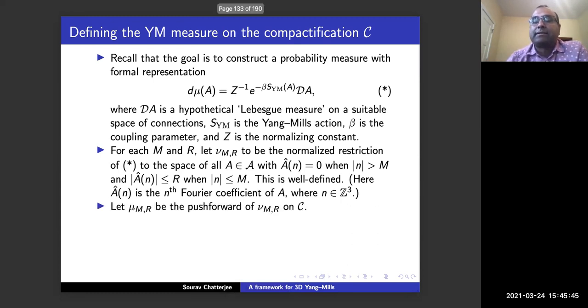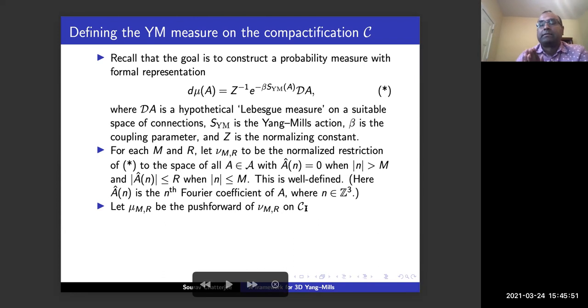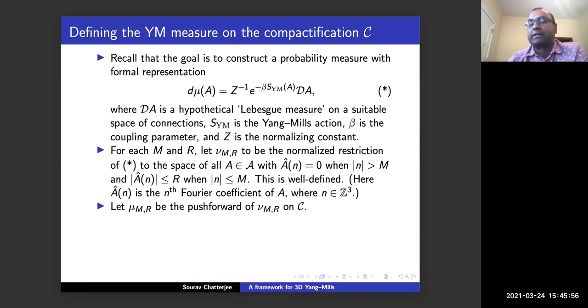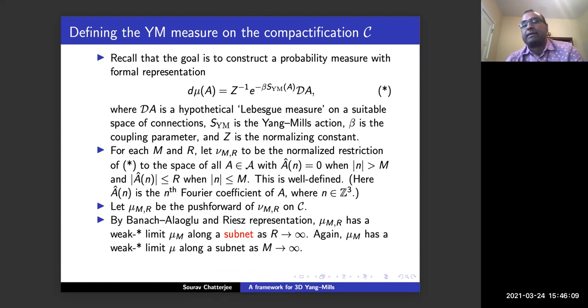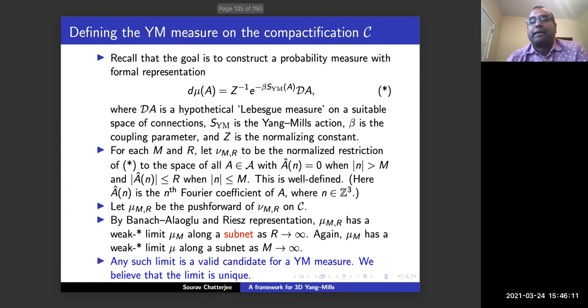You can do that, and let mu m,r be the push forward of this measure onto this compactification that I showed in the previous slide. You first push it forward to the quotient space, and this quotient space is embedded in this compactification. Then, by the usual abstract results, Banach-Alaoglu and Riesz representation, you can find subnets along which you have a limit measure. So you can construct a limit measure via subnets. Any such limit measure is a valid candidate, and we believe that the limit is unique for various reasons.